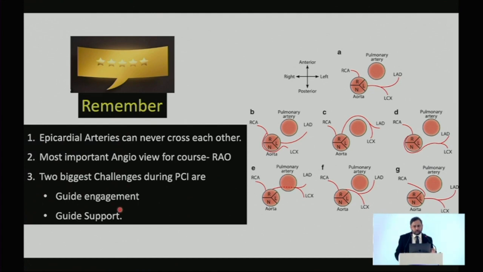Whenever you are getting confused in the view, always remember RAO, RAO, RAO. RAO is the angiographic view that tells you sometimes about the origin and almost always about the course of the coronary arteries. And the two biggest challenges during PCI are guide engagement and guide support.